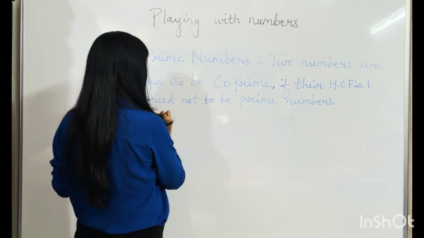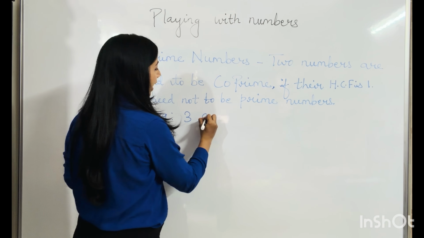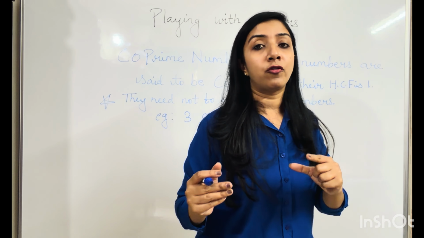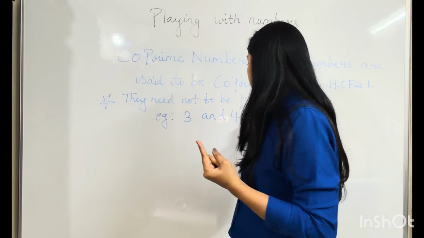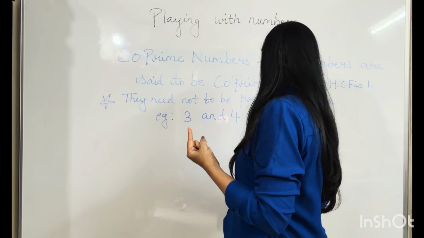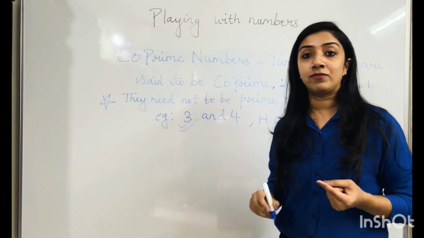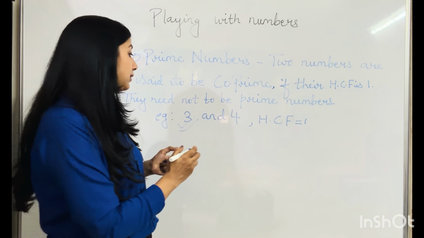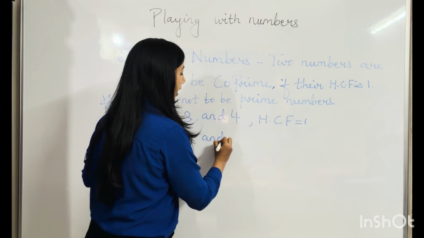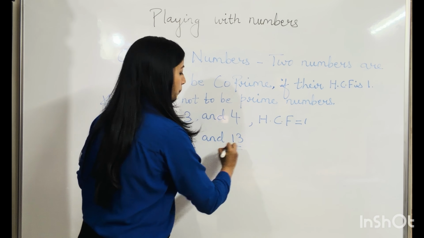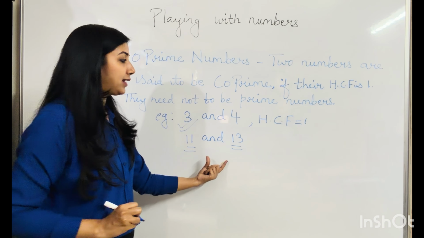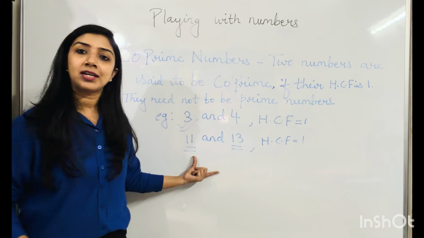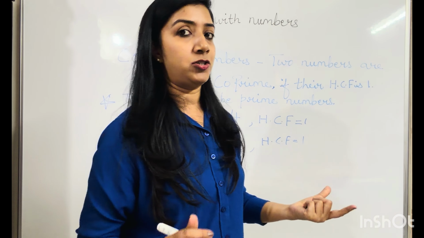Now I'm giving you an example. Example: 3 and 4. What is the highest common factor between 3 and 4? 1, right? So their HCF is 1, so they can be considered co-prime. Can we say 3 and 4 are co-prime? Yes, we can say. 11 and 13: here both the numbers are prime numbers, and their HCF is 1. So can we say 11 and 13 are co-prime numbers? Yes, children, we can say.